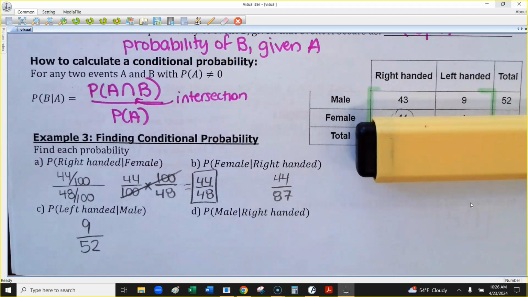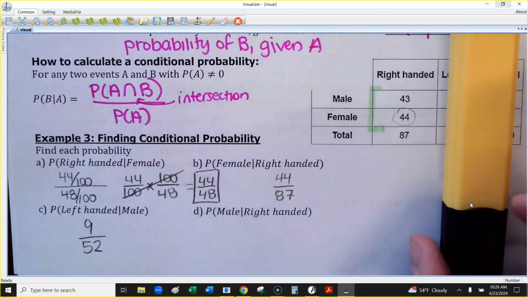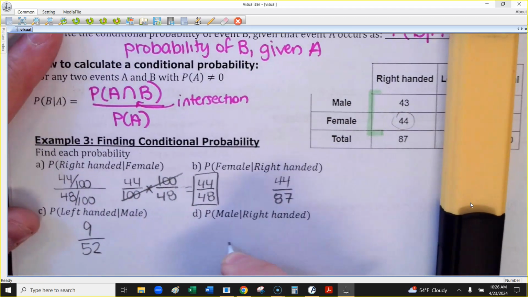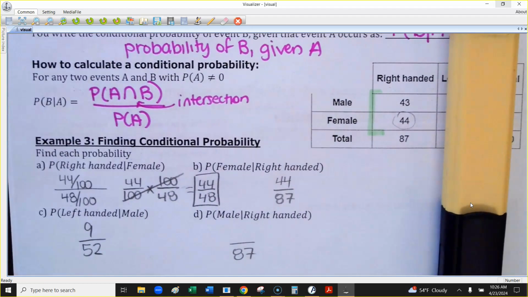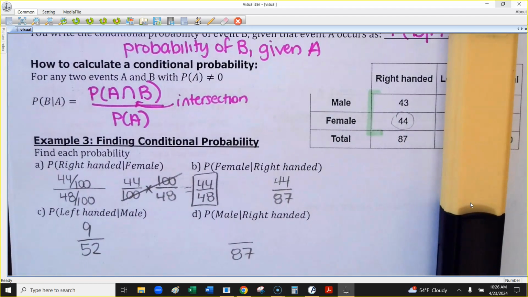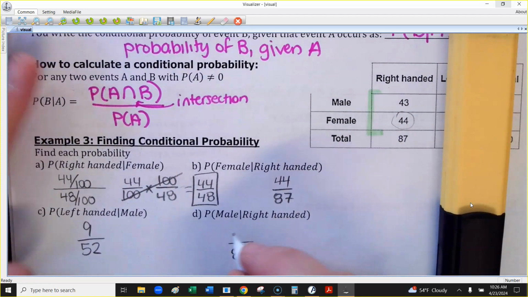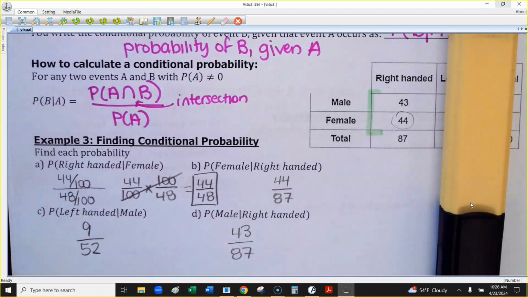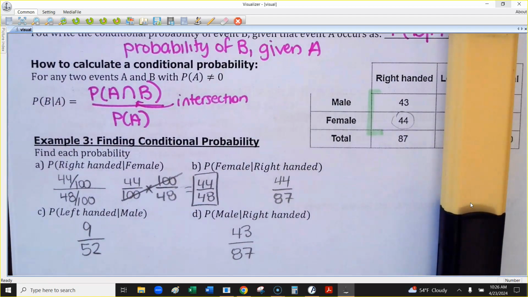Okay, and then if I say right-handed is given again, so I'm right-handed, I've only got 87 people to pick from. What is the probability I picked a guy? That would be 43 out of the 87. That might be a little bit easier. Just take the given, whatever the given is, that goes on the bottom, and then just cover up the rest of the table. Does anybody have a question?